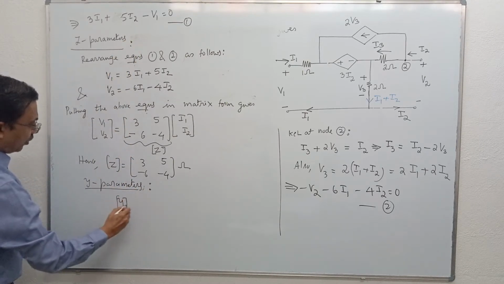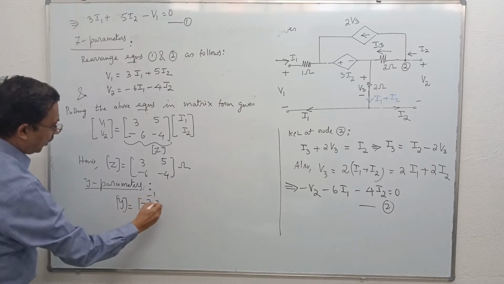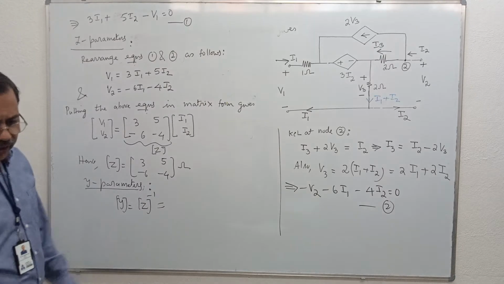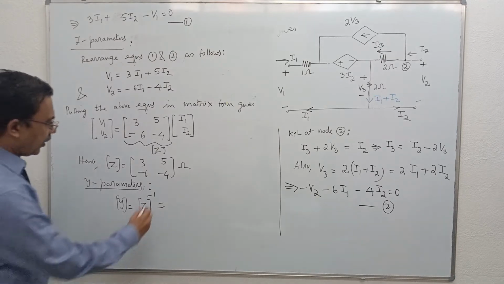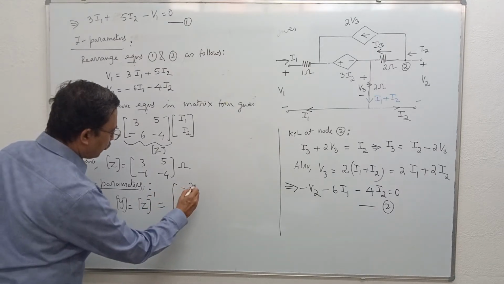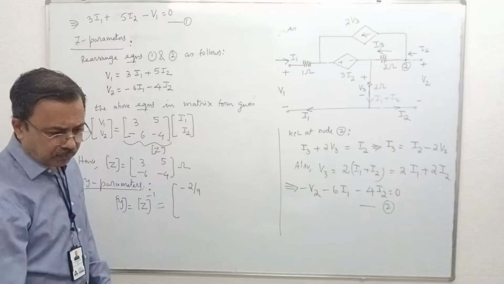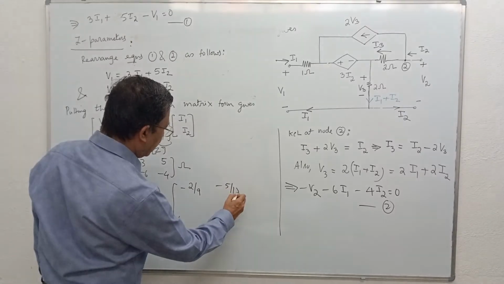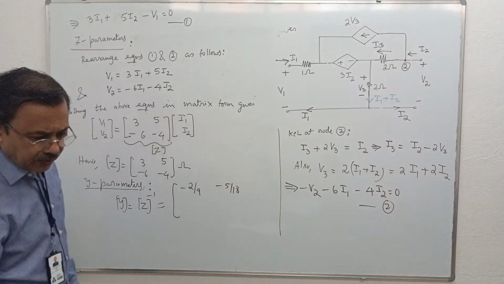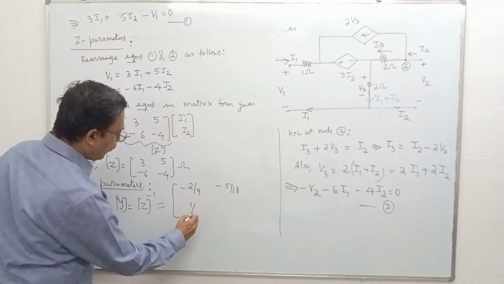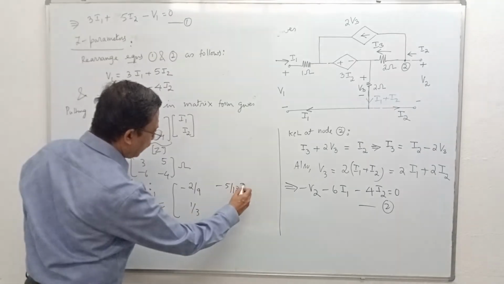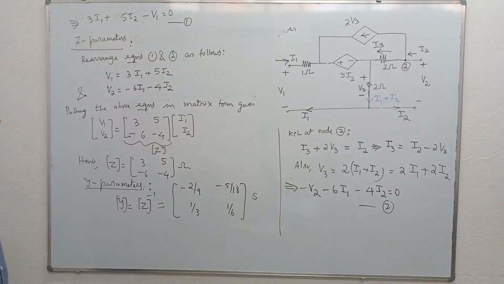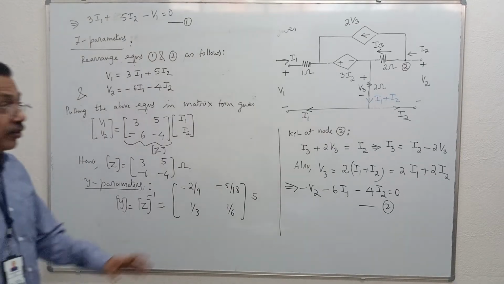Matrix Y is equal to the inverse of matrix Z. Using a calculator, find the inverse of matrix Z. So you get this answer: minus 2 by 9, minus 2 by 9, minus 5 by 18, 1 by 3, 1 by 6. The unit of the matrix is Siemens. Please check the correctness of these answers.